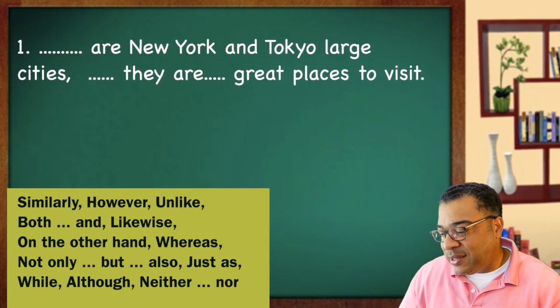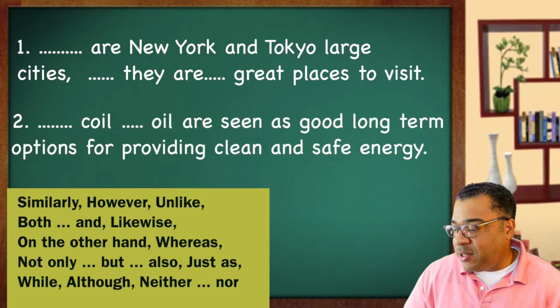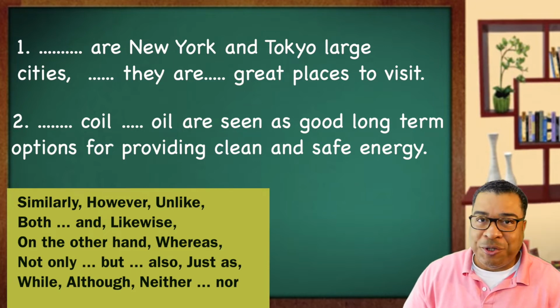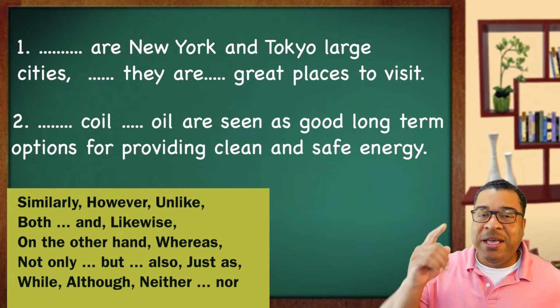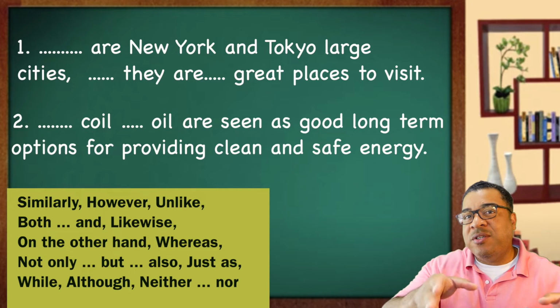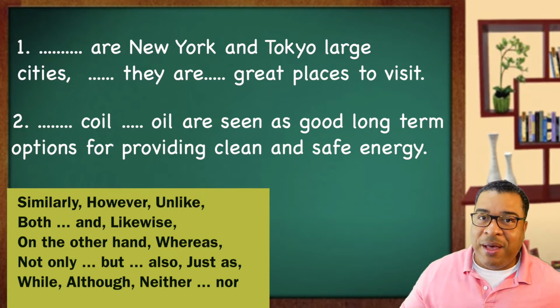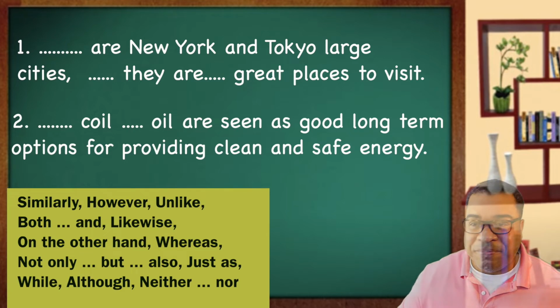And the second sentence: blank coal, blank oil are seen as good long-term options for providing clean and safe energy. So what I want you to do, take a piece of paper and pencil, and I want you to try to fill out which transitional signal word goes in which blank. After you finish, come back and I'll give you the correct answer.